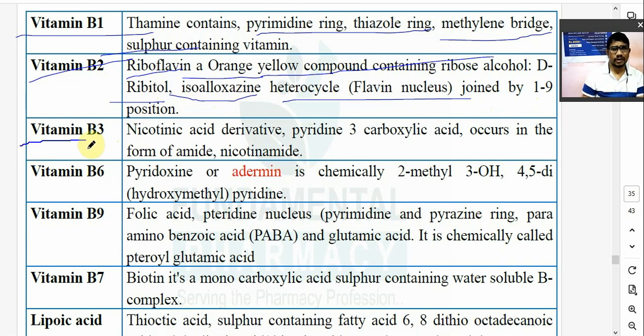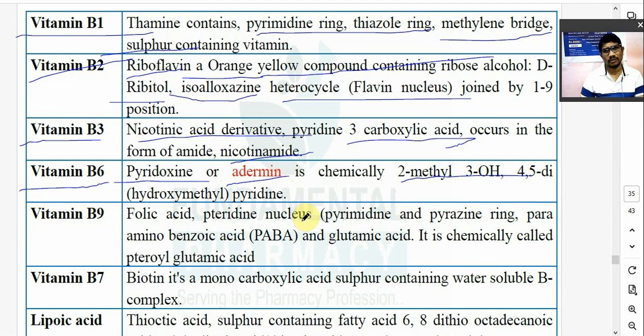Now vitamin B3, इसको तो सिंपल है. It is a nicotinic acid derivative, pyridine 3 carboxylic acid. That is its IUPAC name. It occurs in the form of amide, known as nicotinamide. Vitamin B6 मतलब क्या, pyridoxine. Pyridoxine, or it is also known as adermine. Chemically it is a 2-methyl 3-hydroxy 4,5 di hydroxymethylpyridine.